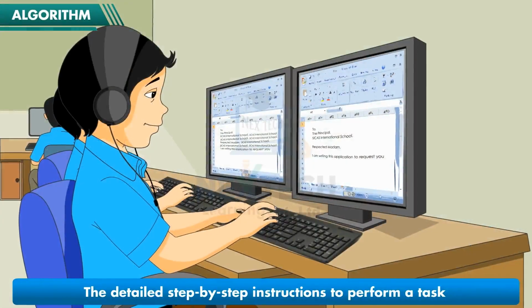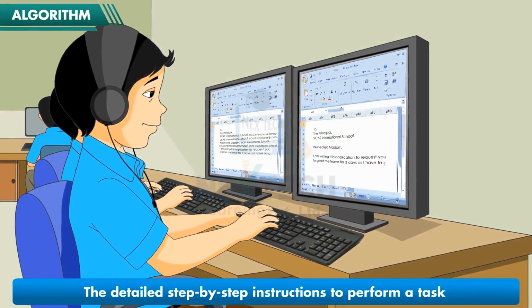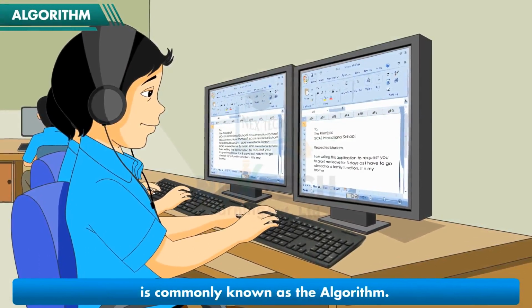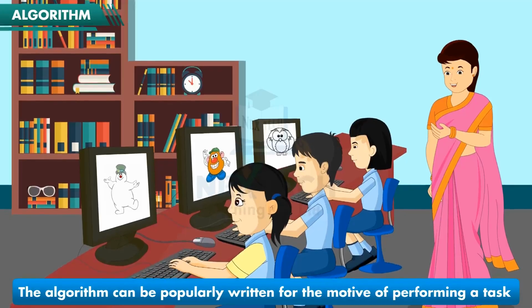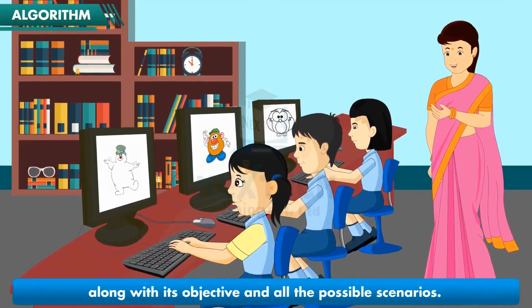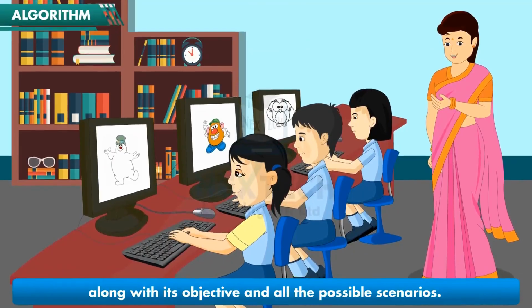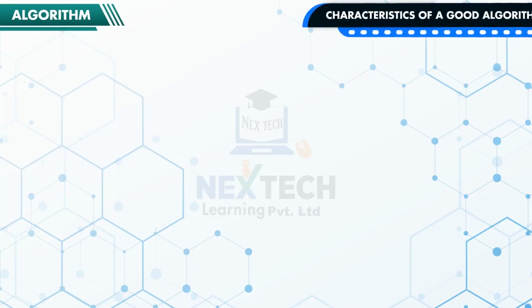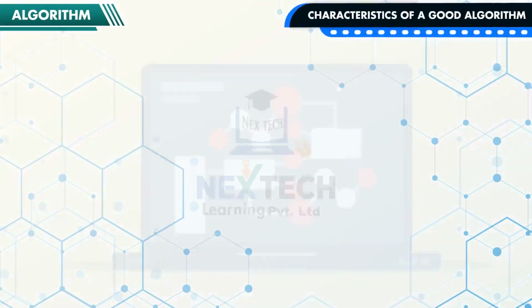Algorithm. The detailed step-by-step instructions to perform a task is commonly known as the algorithm. The algorithm can be popularly written for the motive of performing a task along with its objective and all the possible scenarios. Characteristics of a good algorithm.